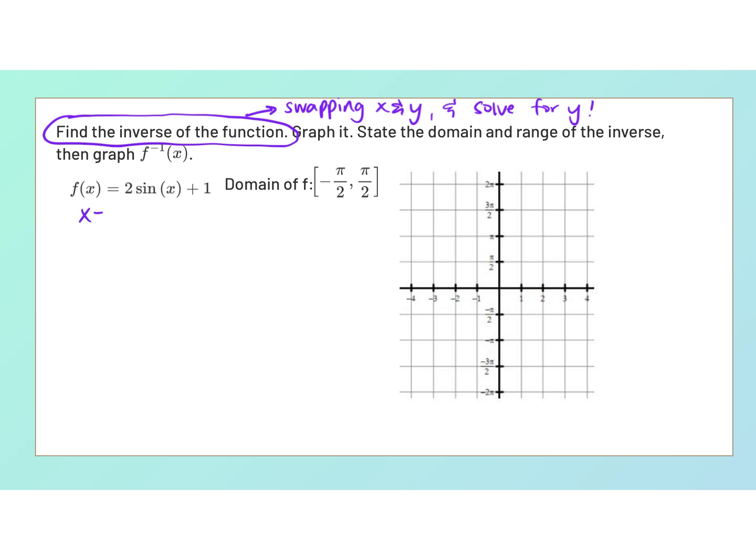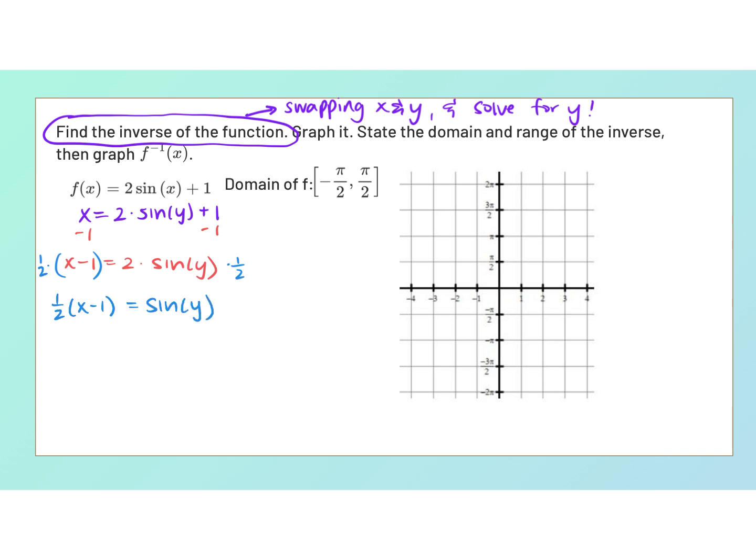All right, so switching x and y, we get x is equal to 2 times the sine of y plus 1. Using reverse PEMDAS to solve for y, we're going to start by subtracting 1. And then I'm going to multiply both sides by 1/2 to get rid of that coefficient of 2. The entire right-hand side and left-hand side are going to get multiplied by 1/2. So I'm going to put parentheses around x minus 1.